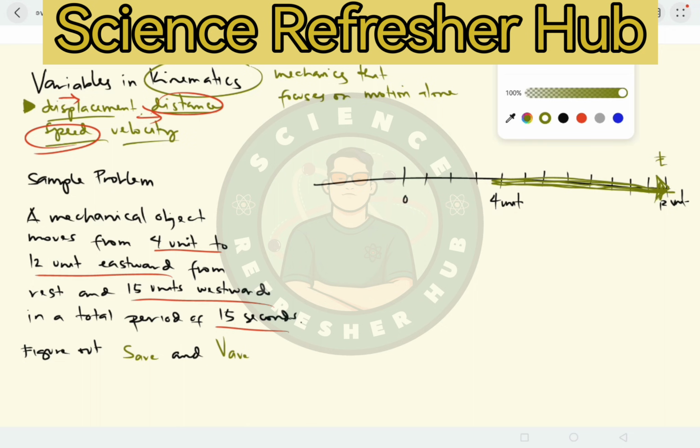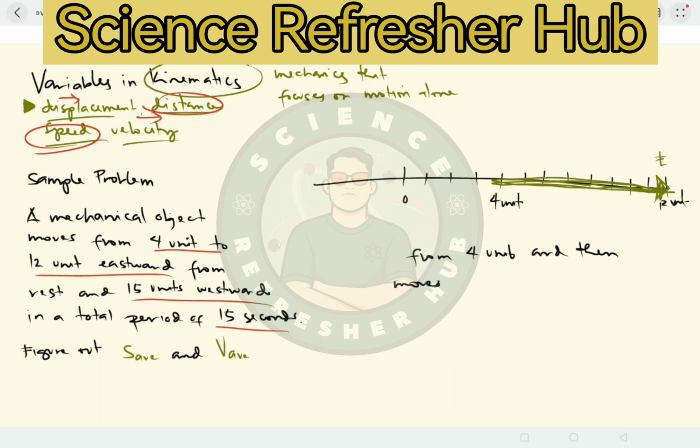It's different when the problem tells you that the object is at 4 unit and then moves 12 unit eastward. It will change the nature of the problem. So our original problem, a mechanical object moves from 4 unit to 12 unit eastward, is what we're going to do: from 4 units all the way to 12 unit eastward.